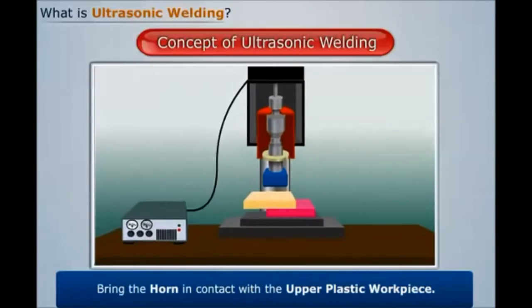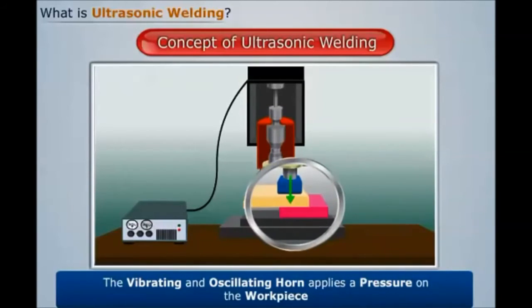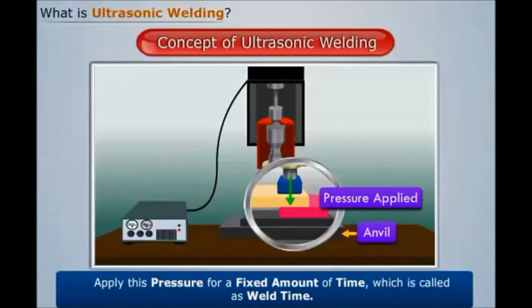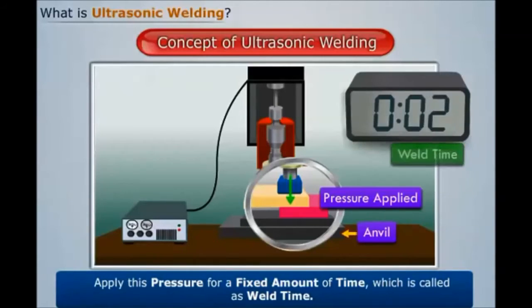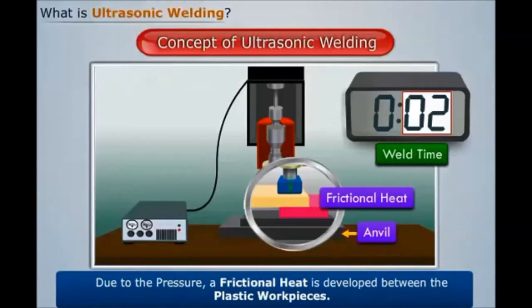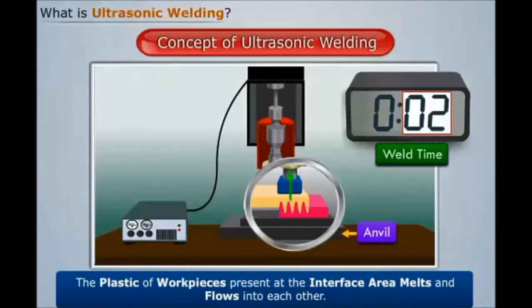Now bring the horn in contact with the upper plastic workpiece. We see that the vibrating and oscillating horn applies a pressure on the workpiece, which is held tightly by the anvil. Now apply this pressure for a fixed amount of time, which is called weld time. Due to pressure, frictional heat is developed between the plastic workpieces. Hence, the plastic of the workpieces present at the interface area melts and flows into each other.